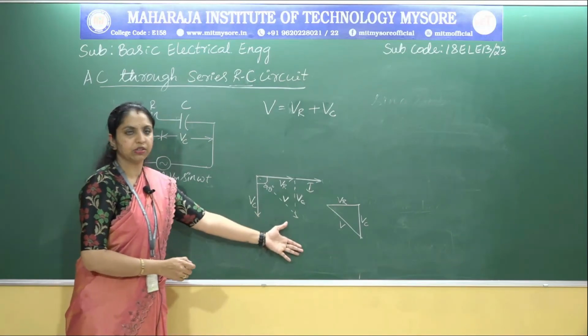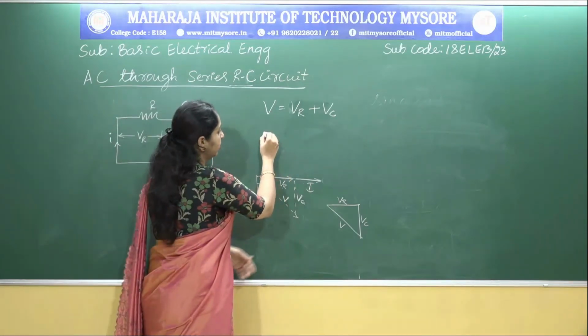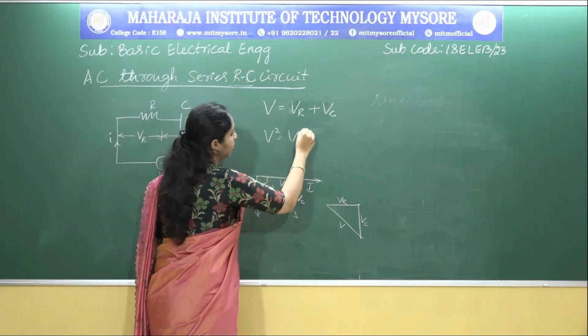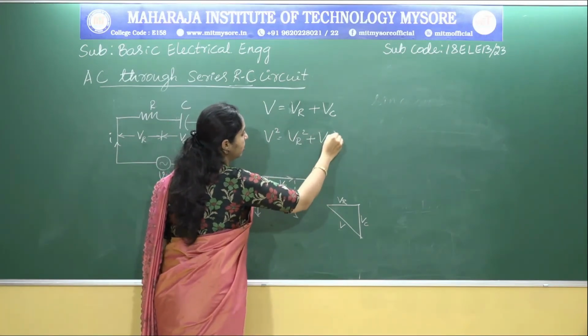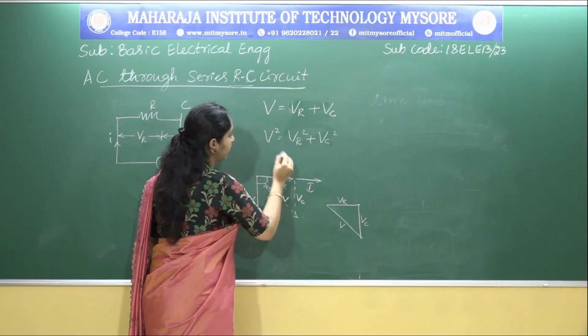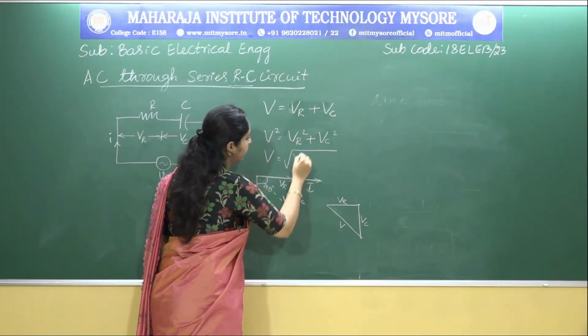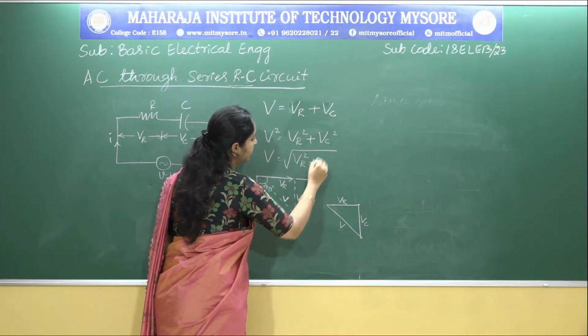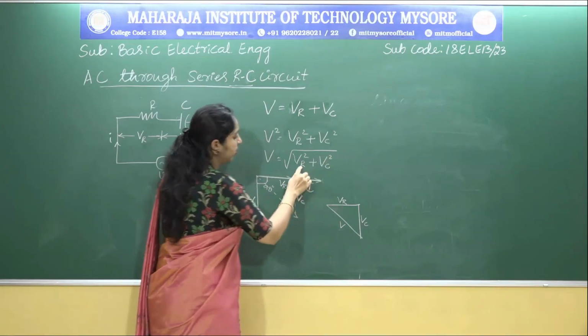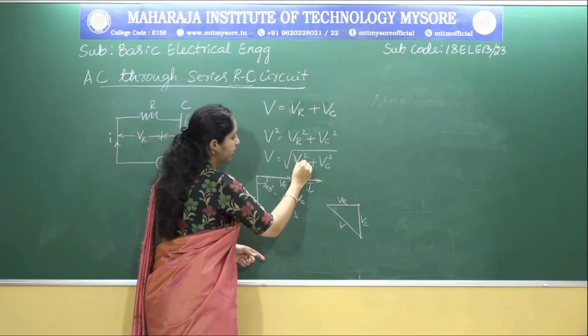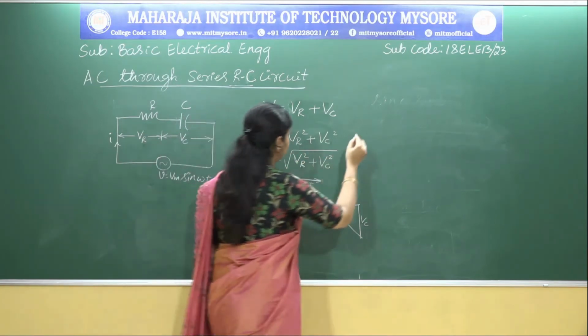Now apply Pythagoras theorem here. If you apply Pythagoras theorem, we get V square is equal to VR square plus Vc square, which is similar to the previous topic again. And V is equal to the square root of VR square plus VC square. Remember these terms are in suffix, so V suffix R.